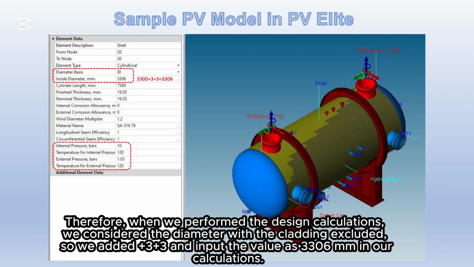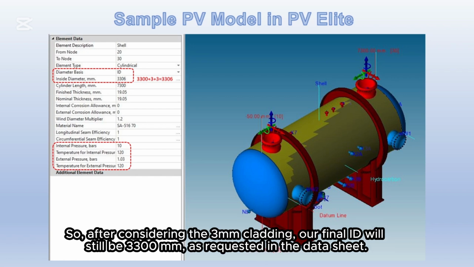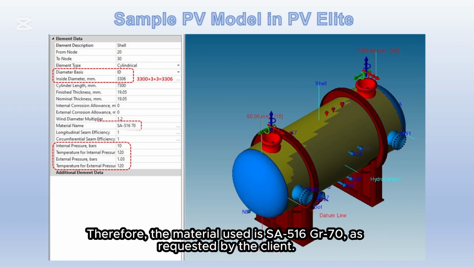Therefore, when we performed the design calculations, we considered the diameter with the cladding excluded, so we added 6 millimeters and input the value as 3,306 millimeters in our calculations. So, after considering the 3 millimeters cladding, our final ID will still be 3,300 millimeters, as requested in the datasheet. Therefore, the material used is SA516 grade 70, as requested by the client.